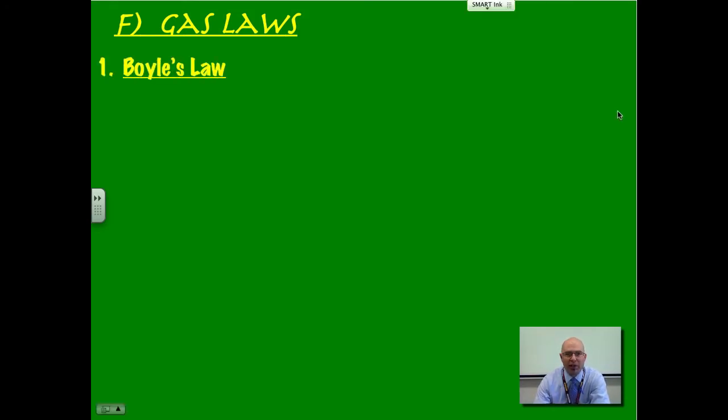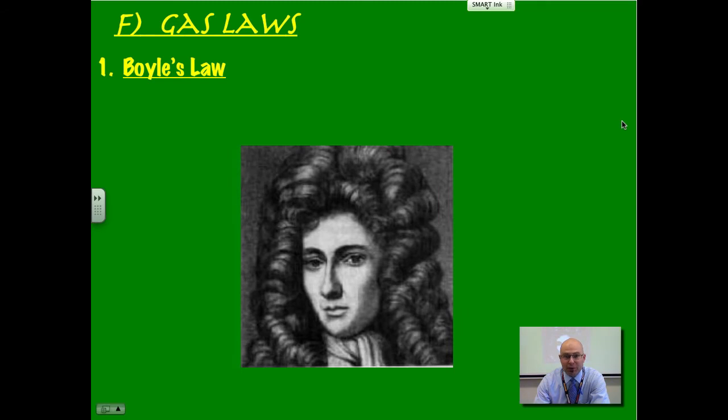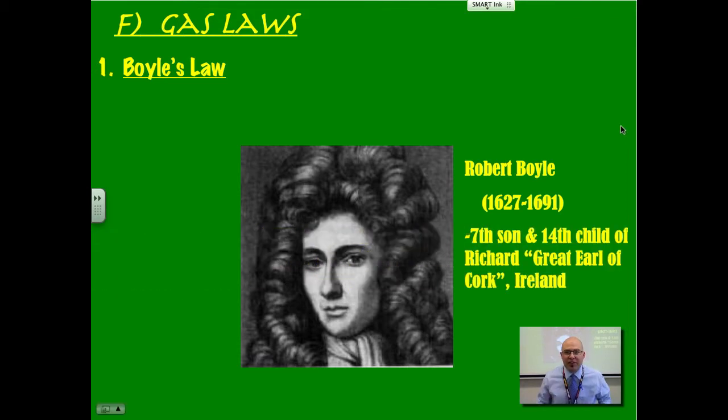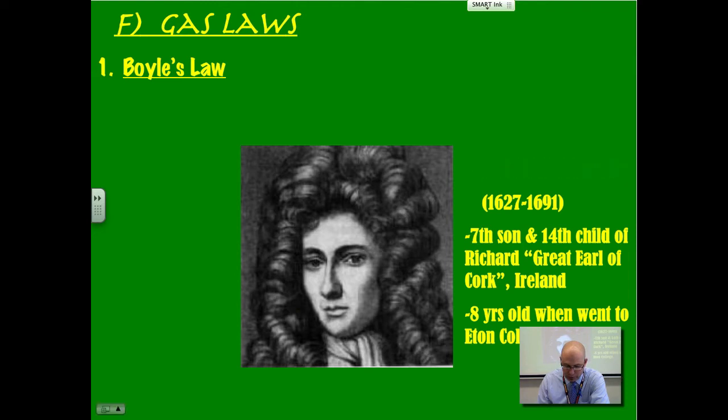The first is Boyle's law. Boyle, this is a little picture of Mr. Robert Boyle in the 1600s. He was the 7th son, the 14th child of Richard, the great Earl of Cork in Ireland, so an Irishman, and obviously quite a sharp tack. He went to Eton College when he was 8 years old. So there was Robert Boyle.